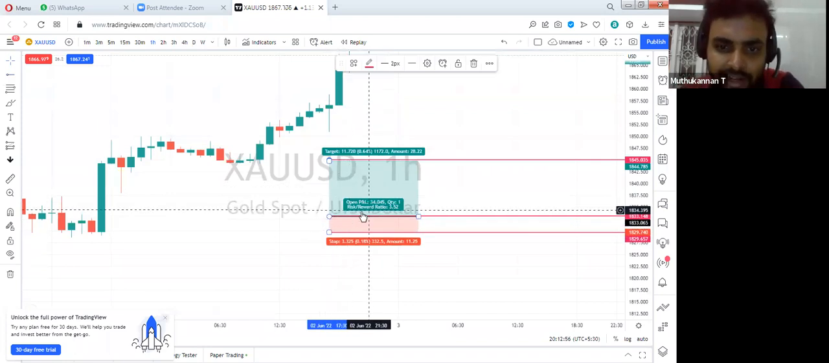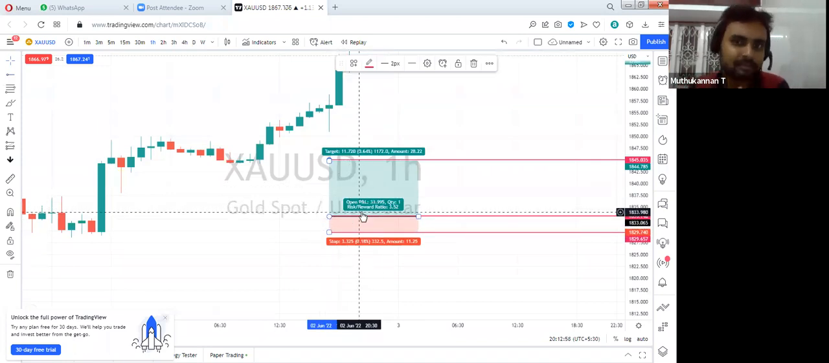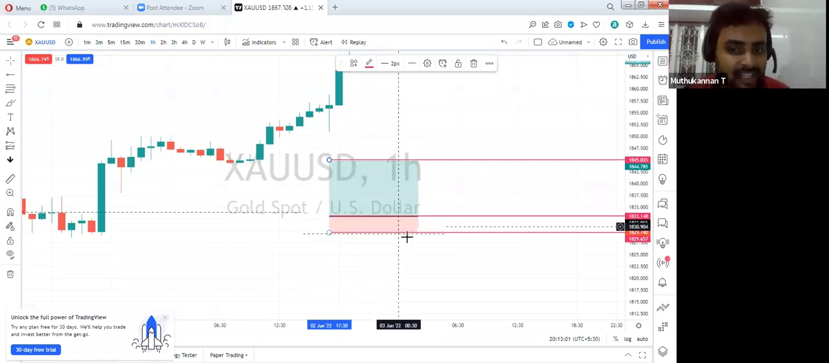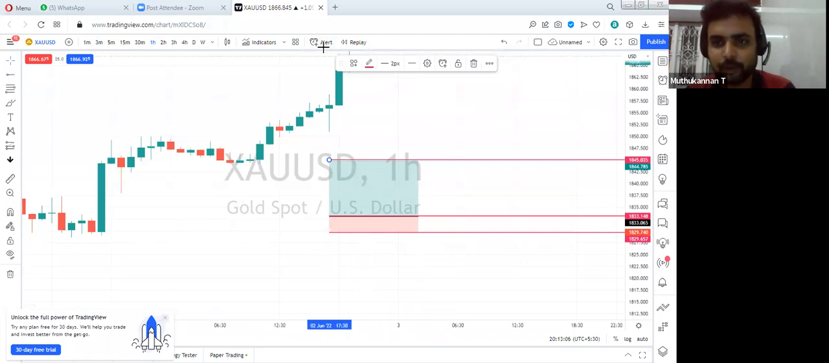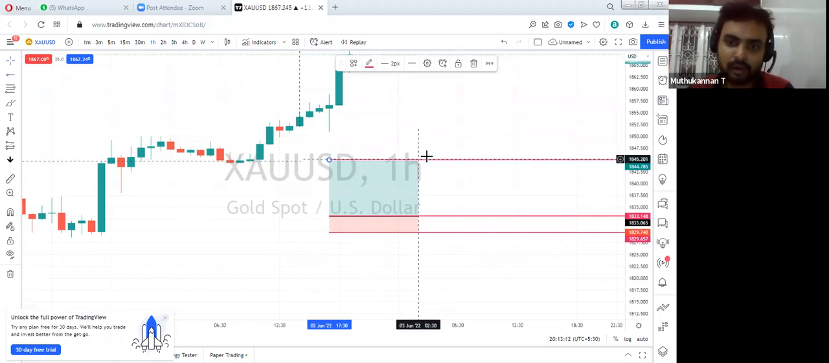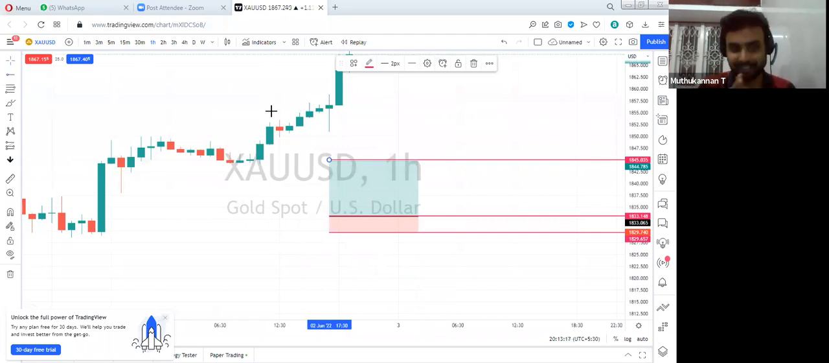Now, what is a buy order? A buy order means you're buying, correct? What is stop loss? Anyone know what stop loss is? And what is your target? Yes, Akash has said correctly. When you buy, what is your stop loss order? Stop loss is a sell order, correct? Stop loss is a sell order. What is the target order? In that case, the target order also is a sell order.